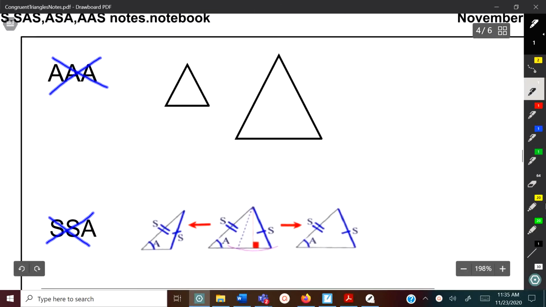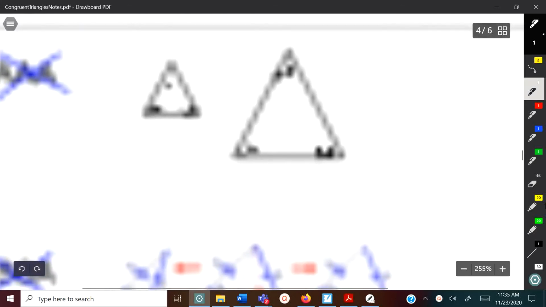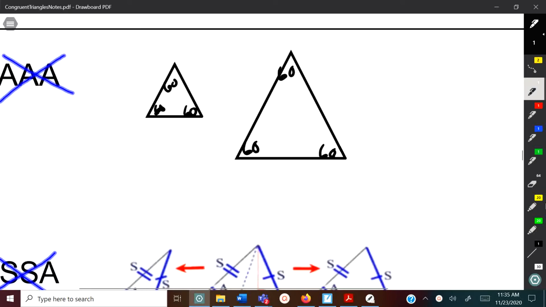Alright, so two of those would be angle, angle, angle, where the angles are congruent, but that doesn't make the triangles congruent. What I'm saying is that this could be 60 degrees, this could be 60 degrees, and this could be 60 degrees, 60, 60, and 60. But you can still have that type of shape where the angles don't overlap each other.